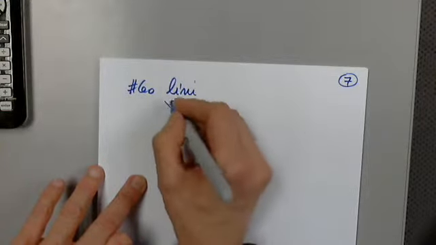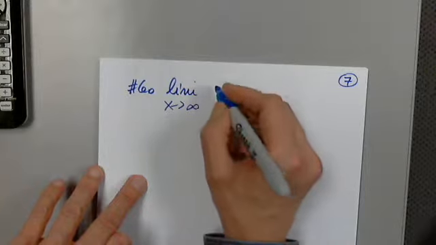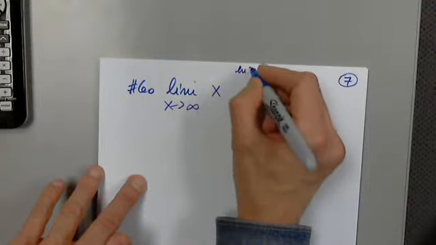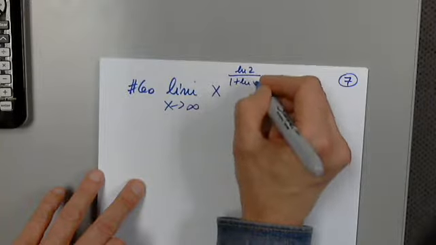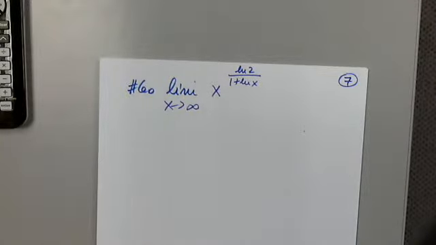Limit as x approaches infinity of x raised to natural log 2 divided by 1 plus natural log x. Am I seeing that correctly? Yeah, I think I am.